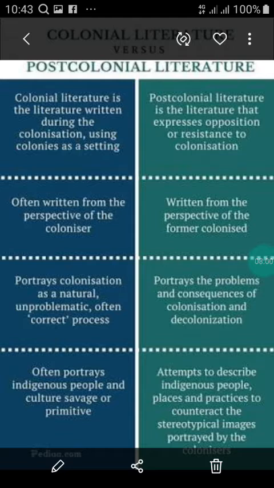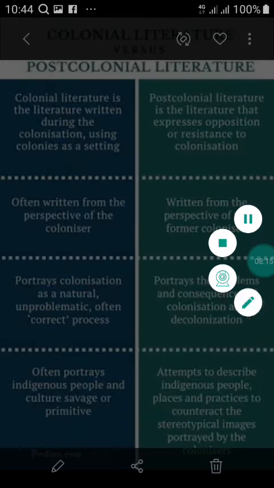Before that, it was just the voice of the colonizers. And now, it is opposition to colonization. So this is post-colonial literature. Colonial literature is often written from the perspective of the colonizers, but here it is written from the perspective of the colonized nations.